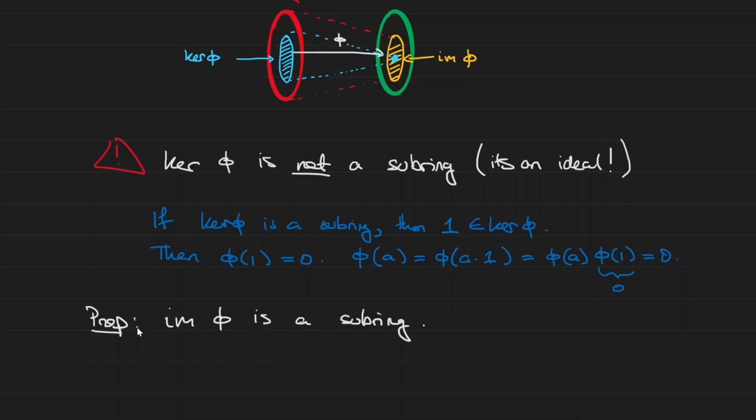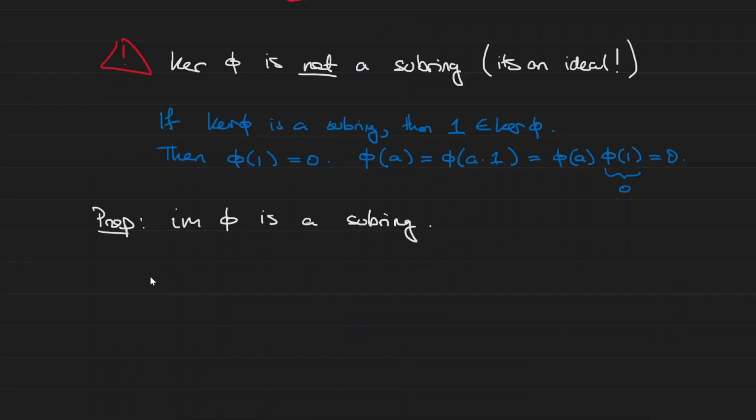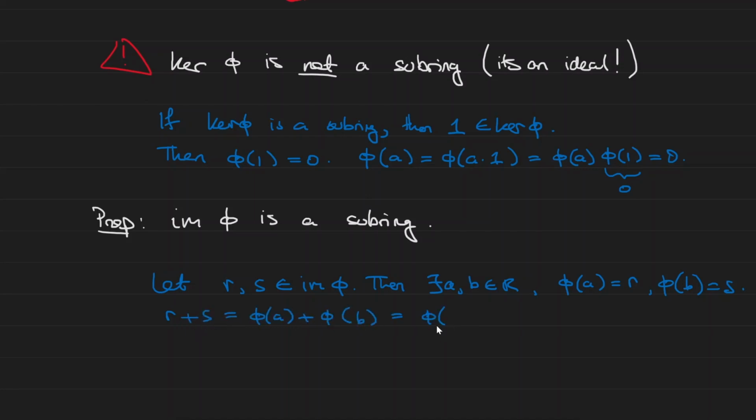So let's make this a bit of a proposition. Let's prove that. We just need to check the four conditions. Let r and s be inside of the image. Because they are in the image, there exist a, b inside of the domain ring R, where phi of a equals r, and phi of b equals s. Now we want to show r plus s is inside of the image. To do that, consider r plus s, but that's phi of a plus phi of b. Phi is a ring homomorphism, so we can write this as phi of a plus b.